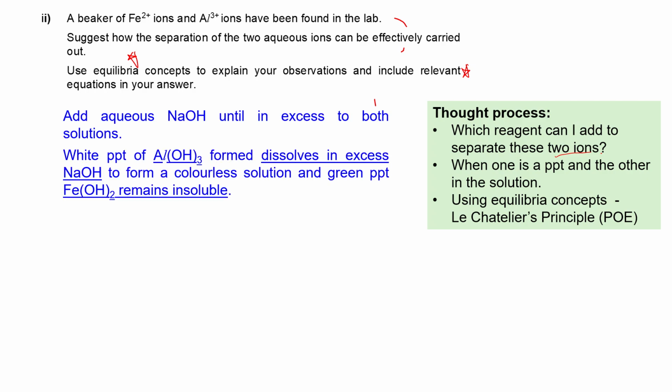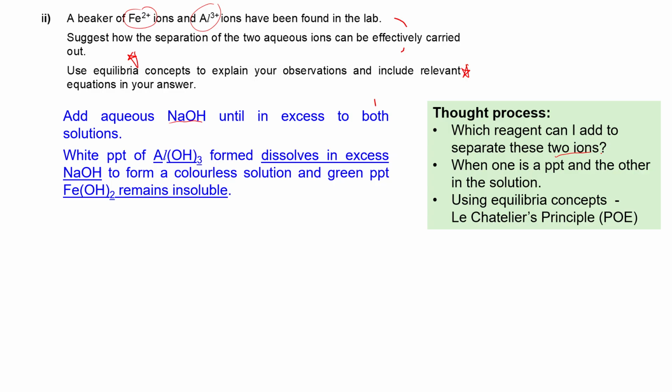So what you can add is actually excess aqueous NaOH to both solutions. And this is not something new to all of you. Okay, you have learned this in QA to separate two cations. Okay, the simplest way is to add excess of aqueous NaOH. Alright, it's a big hint to you guys already. This is a QA question in a theory paper. Okay, white PPT of aluminium hydroxide forms, it dissolves in excess of aqueous NaOH because it's amphoteric to form a colorless solution, while the green PPT of iron 2 hydroxide remains insoluble.